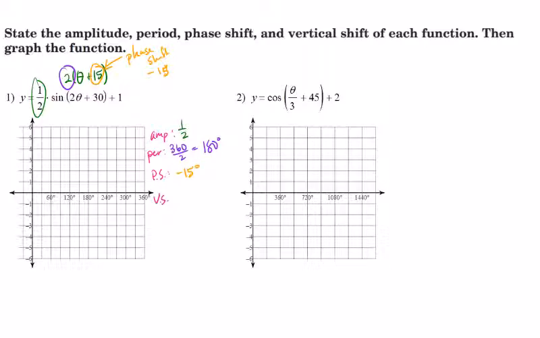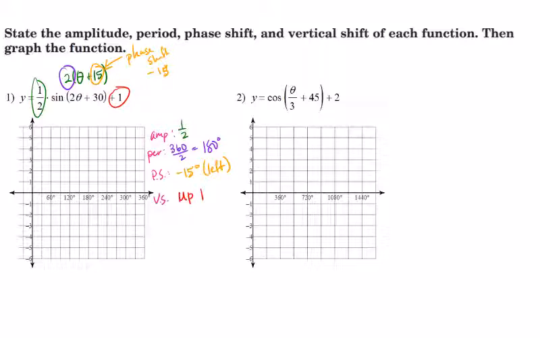Okay, and then the vertical shift is positive 1, so it goes up 1. And just real quickly, remember, I put negative 15 here, but it means left 15, right? Because this is always backwards of what you think. All right. So let's put all this together.